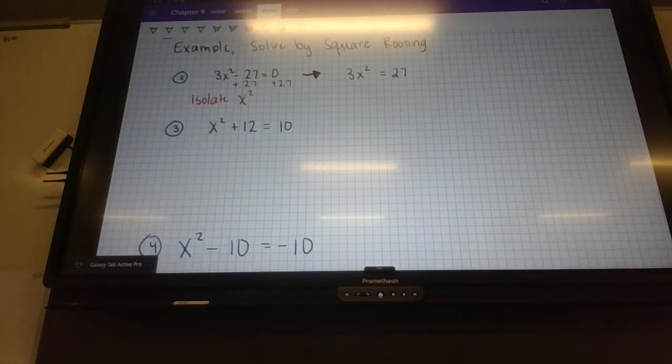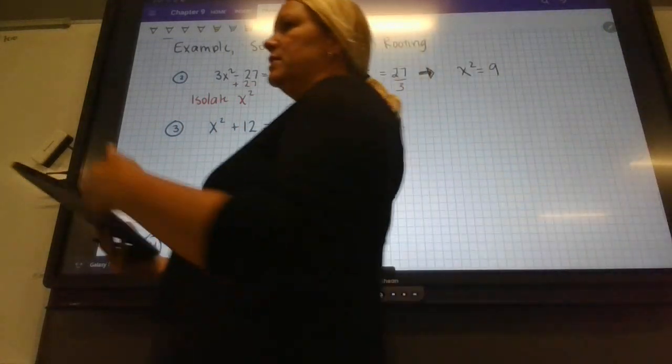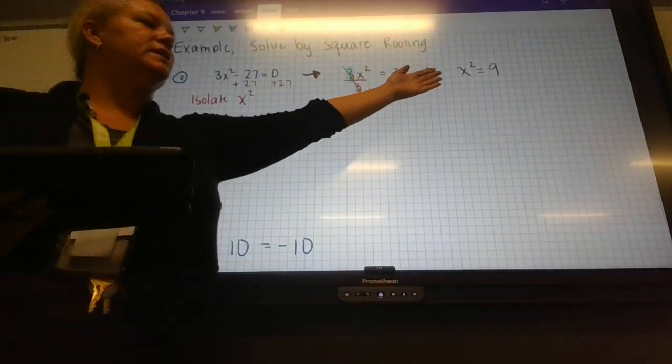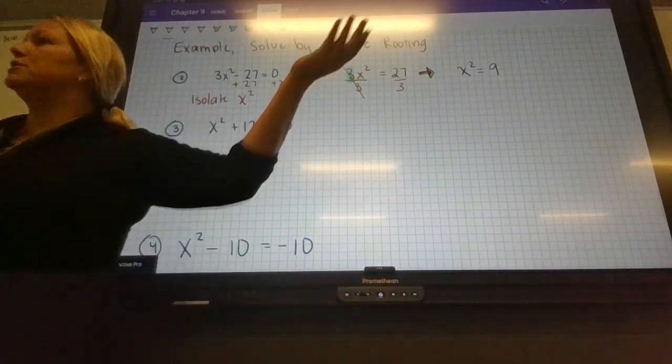Now the only thing left with the x squared is the 3. What should we do with the 3? Divide by 3. Colin, are you with me? That was step 1. Isolate x squared. So we had to add 27, divide by 3. Now this looks exactly like what I just showed you already.